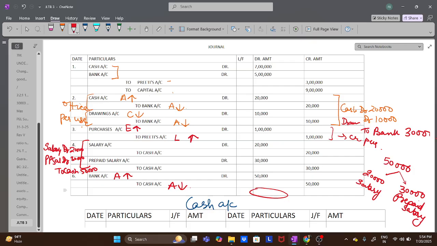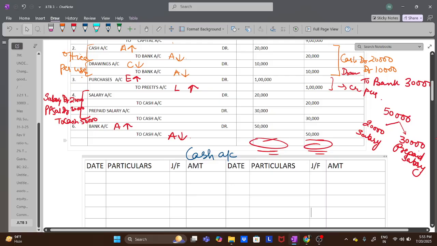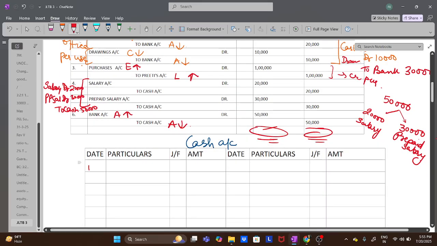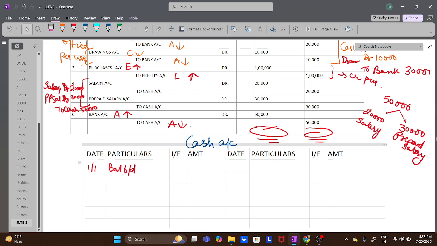We need to do the total here also and close the total with double line. Now I move on to the next thing, preparation of ledgers. I'll first suggest whenever you have an opening entry, write balance brought down for each ledger. Let's start with cash account. On 1/1 balance brought down. What was my balance of cash? Look at your journal. The balance of cash is 7 lakh rupees. I put that amount here.